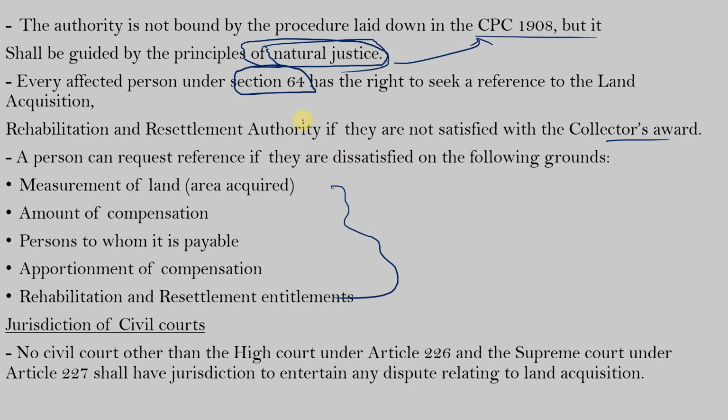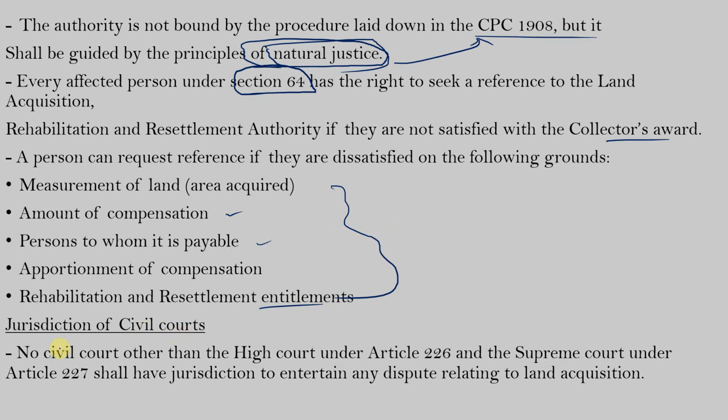So if any person is dissatisfied with how the land is measured, the amount of compensation, the persons to whom the amount is payable, or the apportionment of compensation, or rehabilitation and resettlement entitlements, then only on these grounds the affected persons can approach the authority.